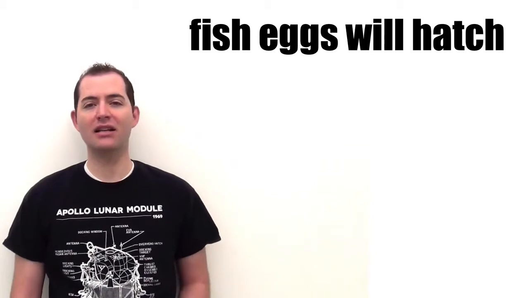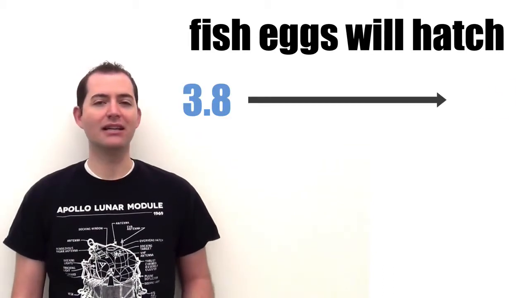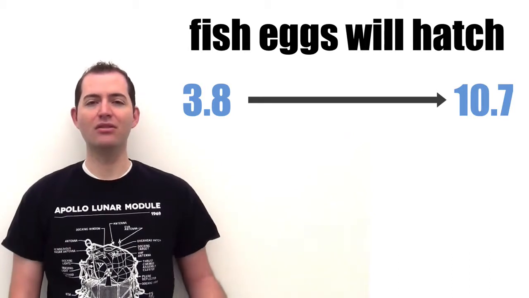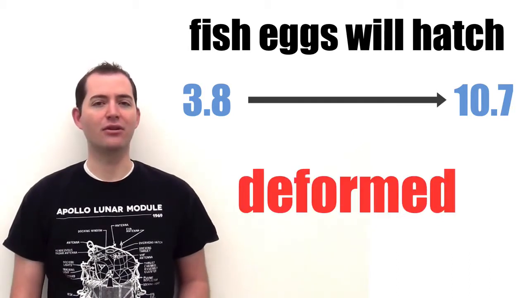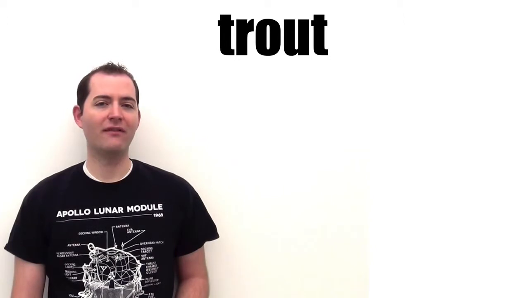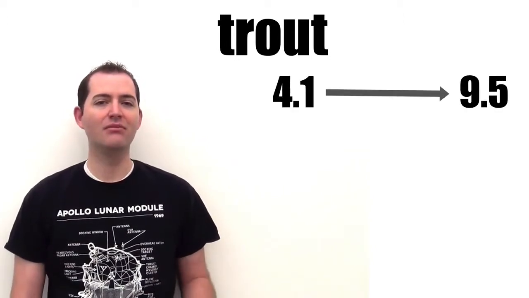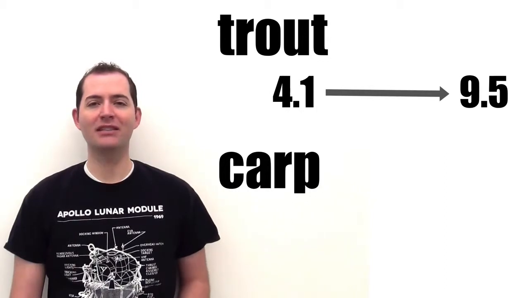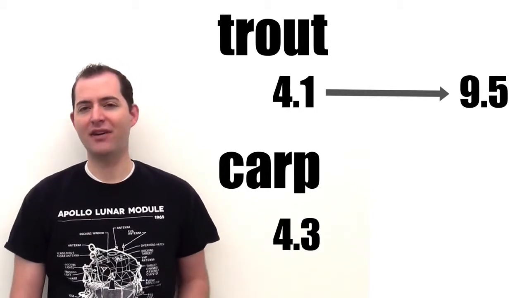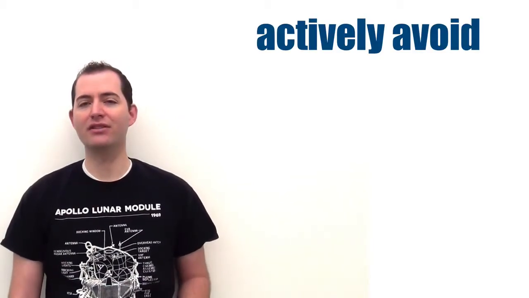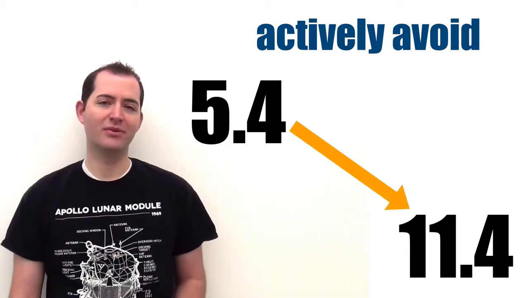For example, most fish eggs will hatch anywhere inside the range of 3.8 to 10.0. However, on the edges of that range, most of the hatched fish are deformed. Most trout can survive a pH range from 4.1 to 9.5, yet most carp will die at a pH of 4.3 after 5 days of exposure. And most fish will actively avoid water with a pH outside of the range of 5.4 to 11.4.